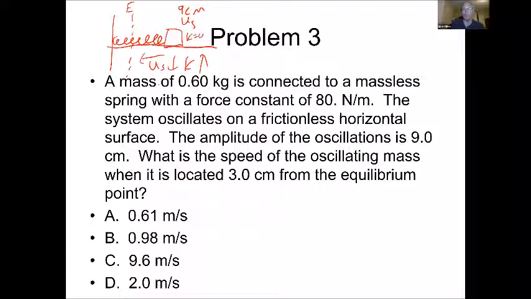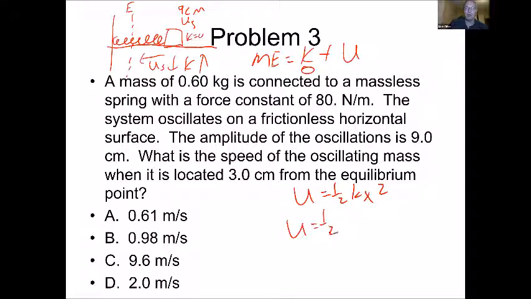So what we need to think about first is that whole idea of mechanical energy. And remember that mechanical energy is the sum of the kinetic plus the potential. At maximum amplitude, kinetic is 0. Elastic potential is at a maximum. So if we use 1/2 kx squared to calculate our maximum elastic potential energy, that'll give us all of the mechanical energy of the system. And we're going to use our maximum displacement.